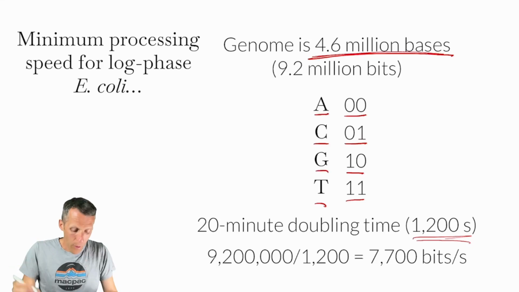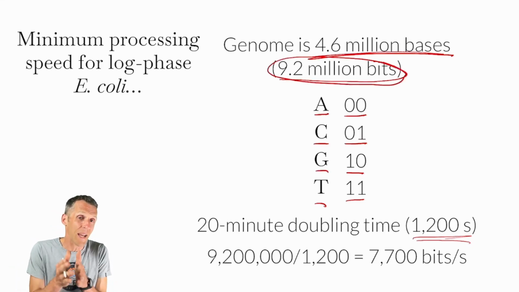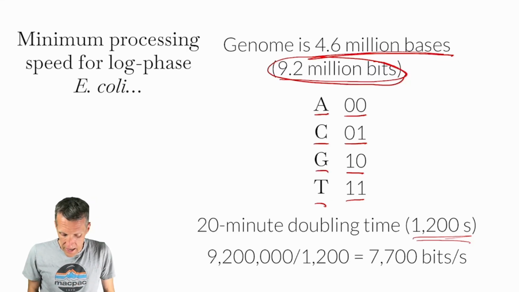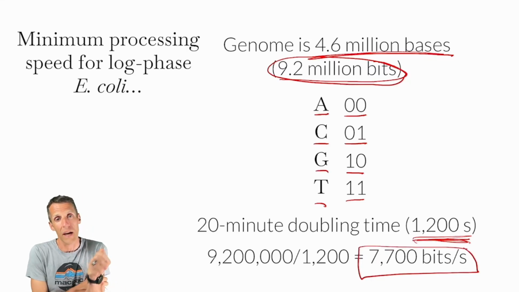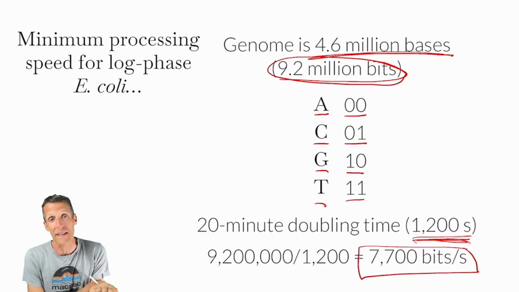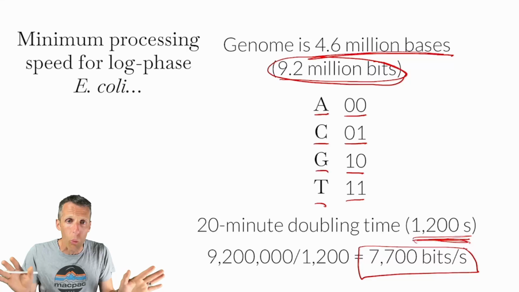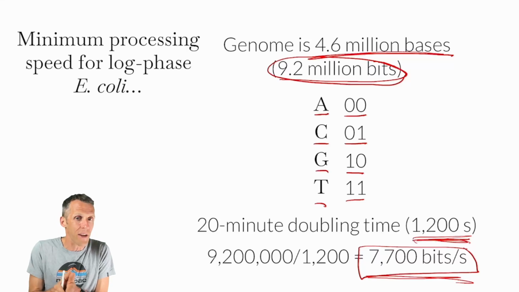Okay, the point of that complicated thing is that the genome of that bacterium is 9.2 million bits. That's how big it is in information terms. And it's replicated every 1,200 seconds, which means that an E. coli replicates its genome at a rate of 7,700 bits per second. If the details of that calculation were confusing, don't worry about it. The idea here is now we have a number, 7,700 bits per second, which we can compare to other devices to ask how fast is our computer.